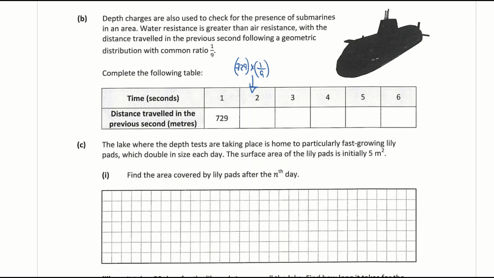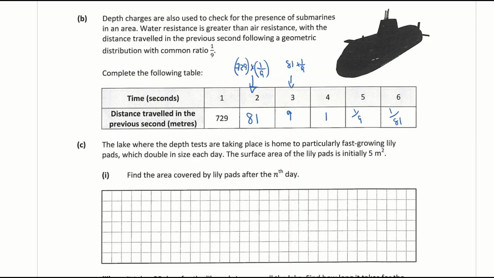Now you could also just divide 729 by 9 if you want to use division, but multiply by the fraction or divide by the number. So that's giving me 81. In here, it would be 81 divided by 9 or 81 multiplied by 1/9, which would give me 9. Next box would be 9 divided by 9, which is 1. In the fifth one then, it'd be 1 multiplied by 1/9 or divided by 9, which is 1/9. And then finally, in the sixth, it would be 1/81.